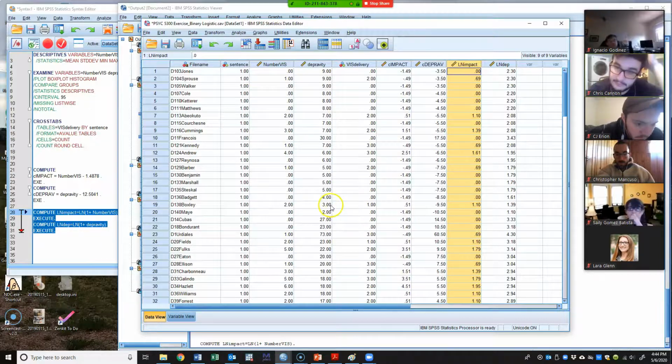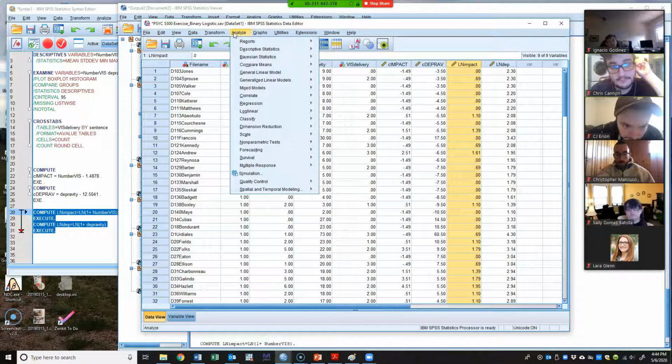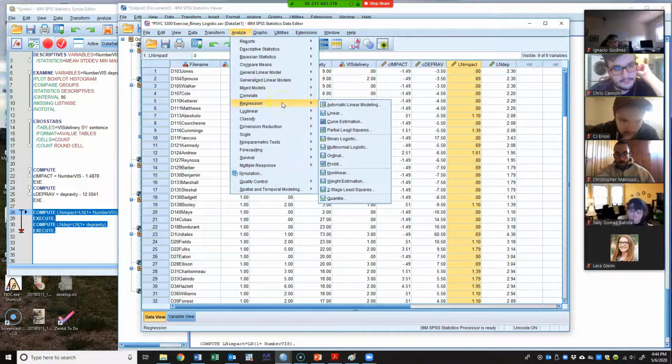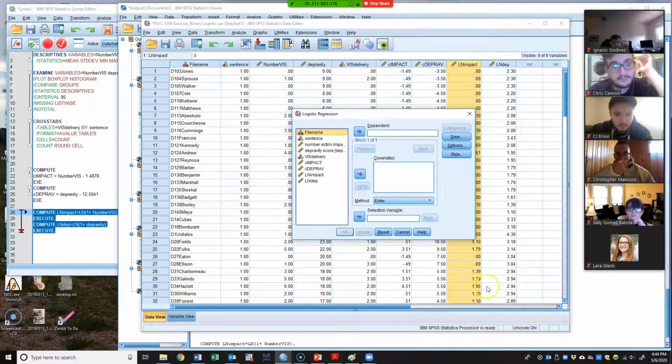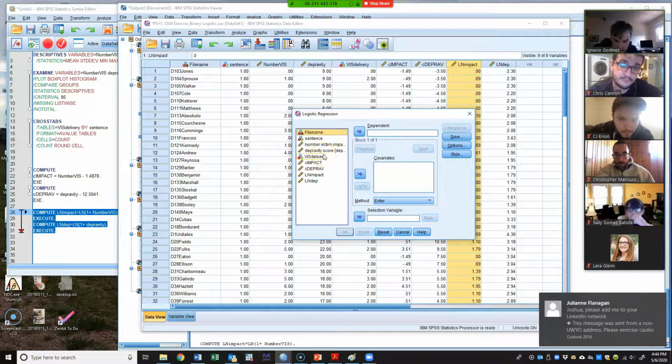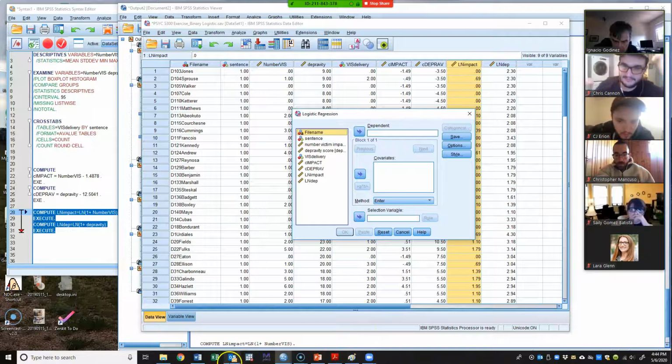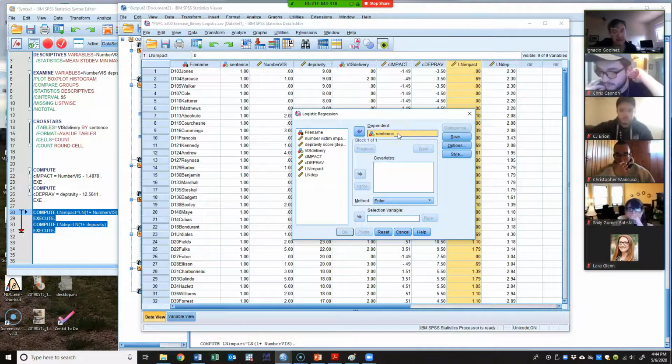Okay. Now, the nice thing about logistic regression in SPSS, so if I go to Analyze, and I go to Regression, and then I go to Binary Logistic, and I select that. And Ignacio, what's my outcome? What's my dependent variable in this model? Well, for my overall model, I'm predicting sentence, right? Okay. Sentence, yes, no.